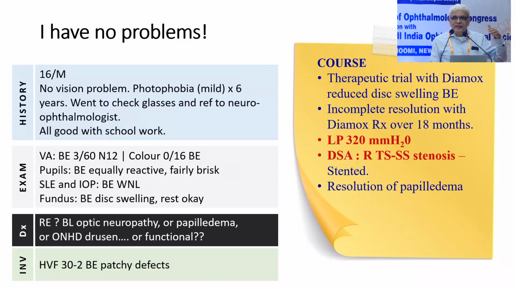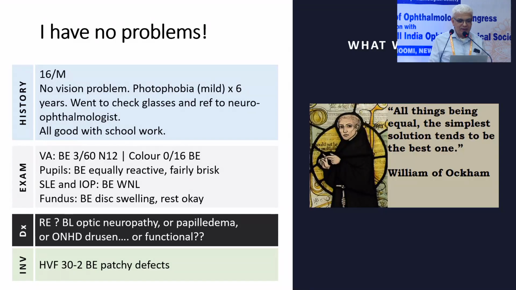So finally, over back and forth, because his treatment was irregular, he used to miss stuff and all that, we finally said, let's just get an LP done. Confirmed the diagnosis, 320 millimeters of water. The DSA showed a stenosis with a very significant pressure gradient, so he had a stent, and now the disc edema has gone down over the past 3 or 4 months that way.